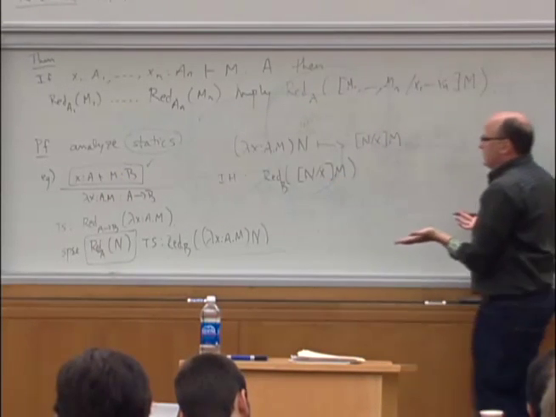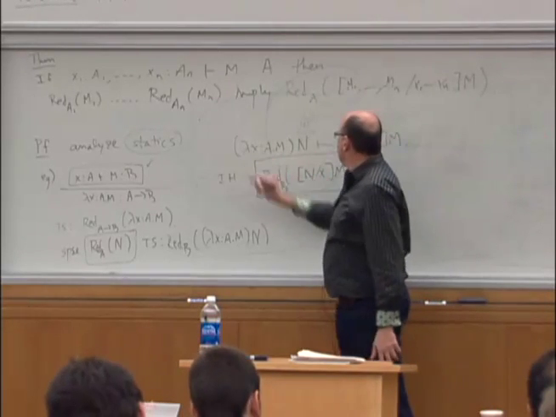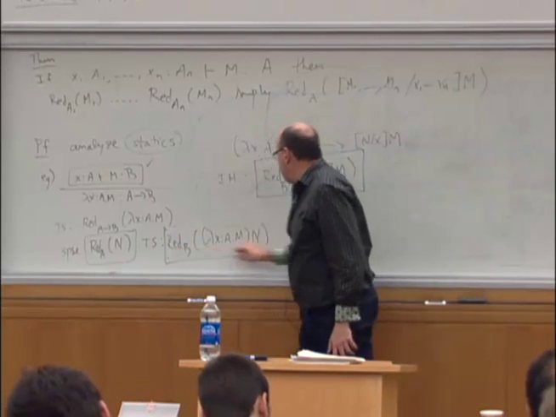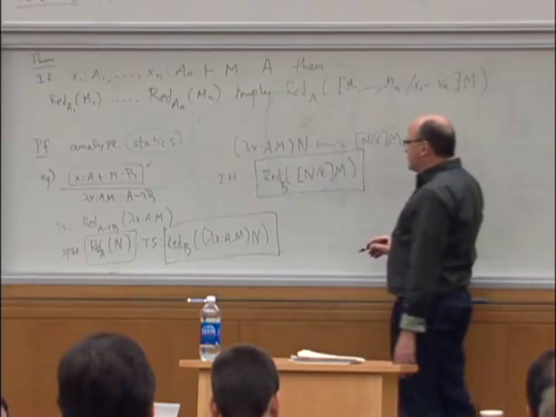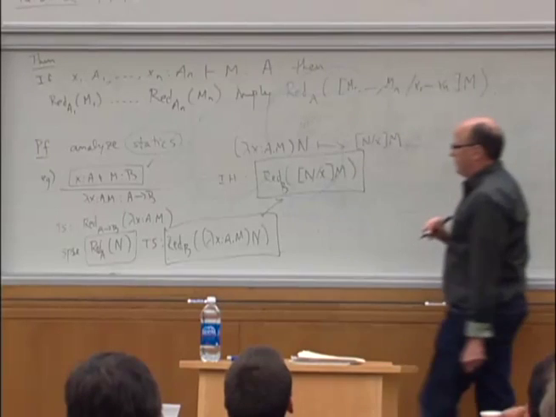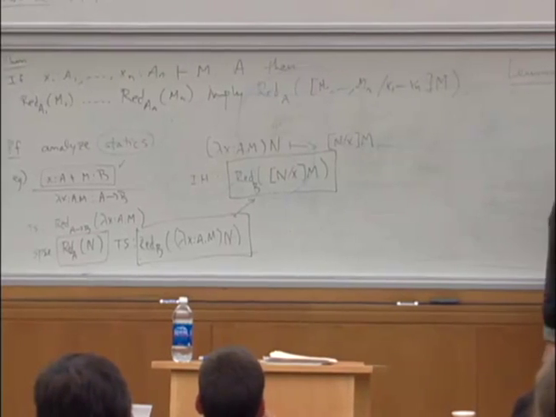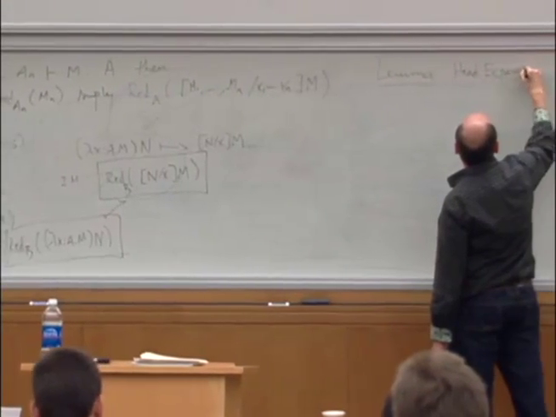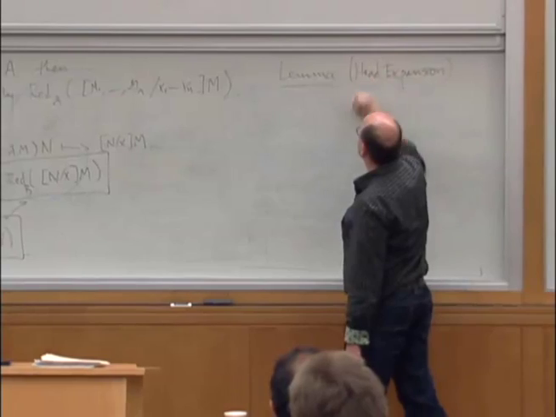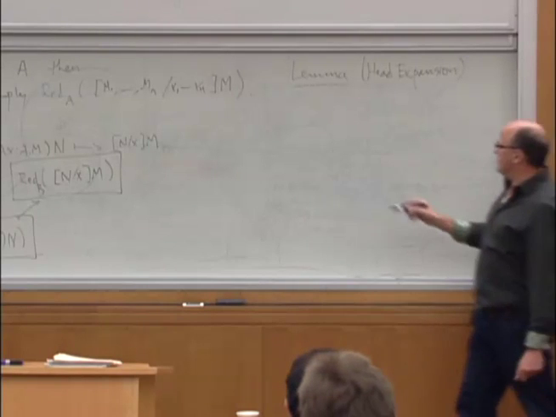So what do I need to conclude? What I have is this. What I want is this. And the step is, I need to know that this reduces to that. So what I need is a lemma, which is called head expansion. Or if you want to sound perverse, you can call it closure under reverse execution, which is exactly what it is, except you would think, why on earth is reverse execution relevant?